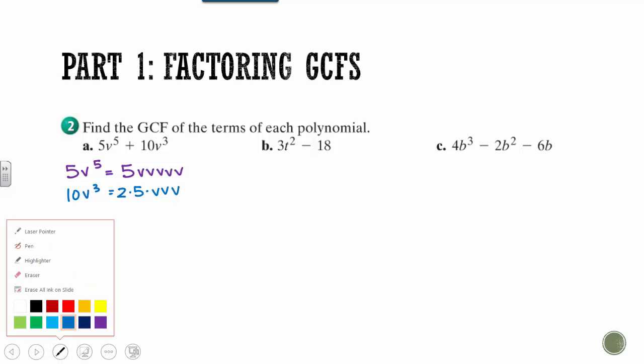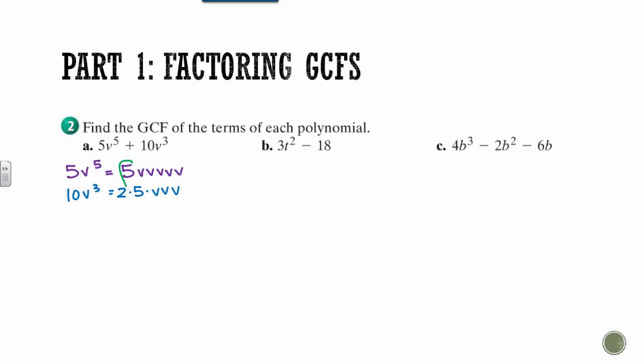So the thing that they have in common is they both have a 5. Here's a v that they both have in common. Here's another v they both have in common, and one more. So the GCF of these two terms is 5v cubed. That's what they have in common. These two v's out here, this doesn't have, and this 2, this doesn't have.